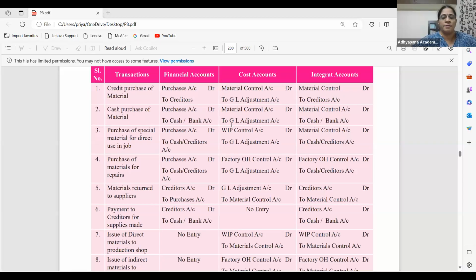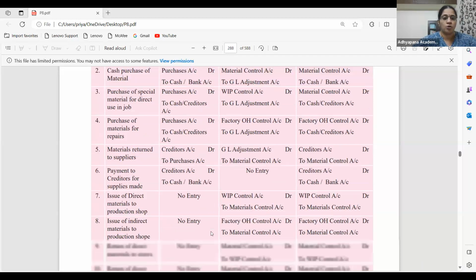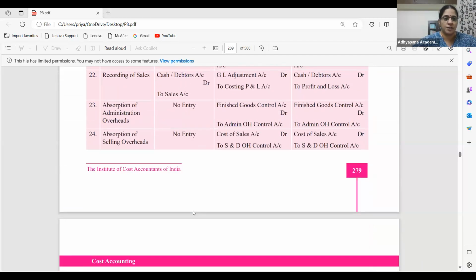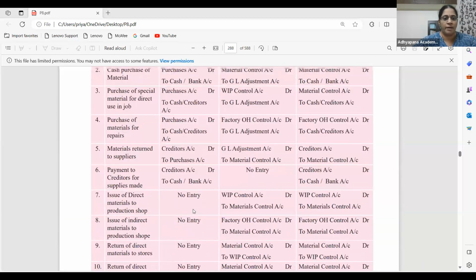That is why the concept called integrated accounting came up, which combines the financial accounting and cost accounting records together, and you have a scheme of journal entries for integrated accounting. Let me explain those schemes of journal entries from your study material itself. This is your study material where you have the various transactions given, and for these various transactions you have close to 24 journal entries. Let me explain them one by one.